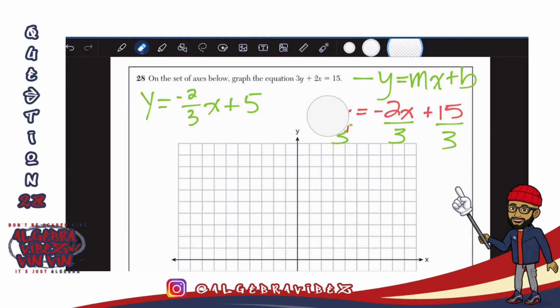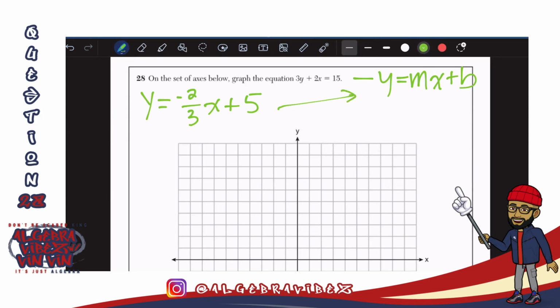Get rid of all this stuff here. We have it in our beautiful y is equal to mx plus b format. So I'm going to go ahead and just box this off. That's what we're going to be graphing. Perfect. So I'm going to go down here.